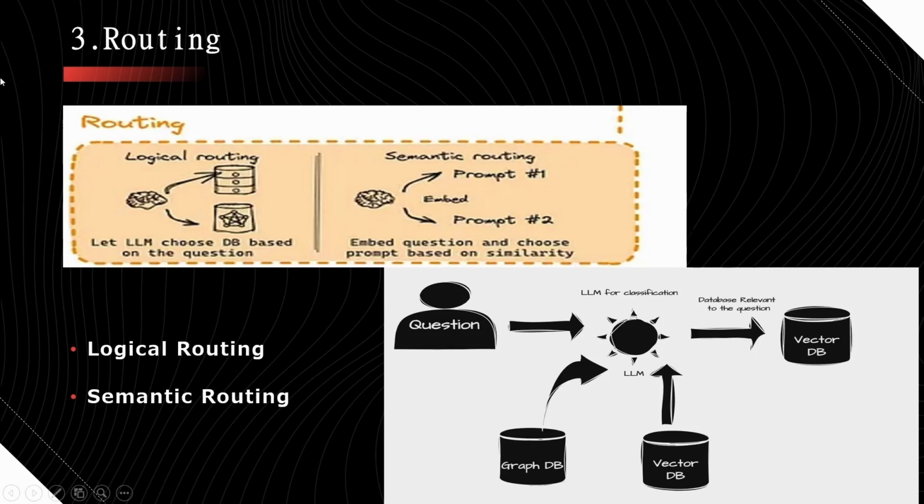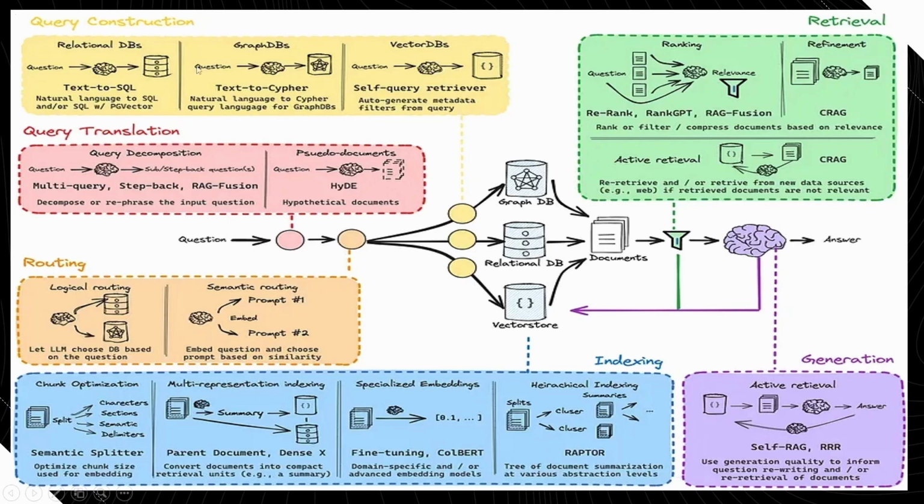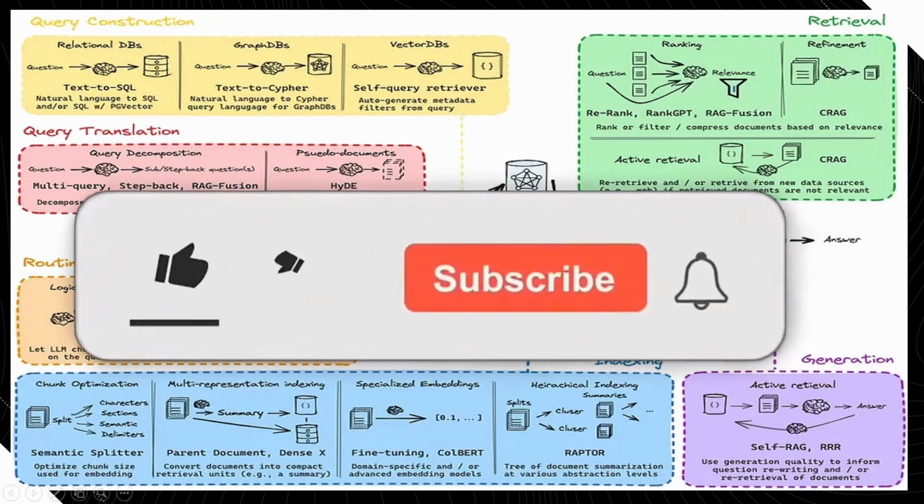We have completed our routing both ways, logical routing and semantic routing. So that's all for today. We have covered the query construction, query translation, and routing. After that, three things are left: indexing, retrieval, and generation. Each one we will cover in depth in my upcoming videos.